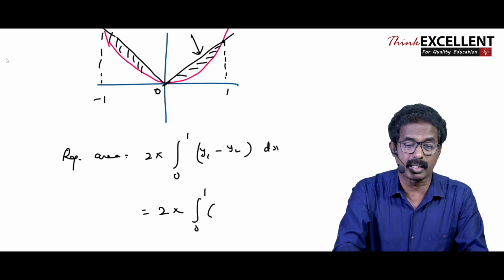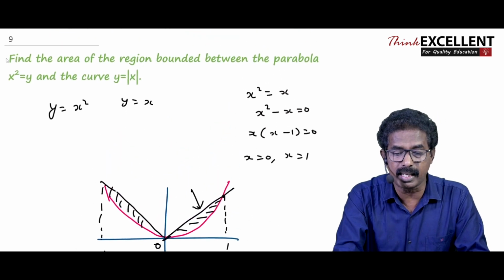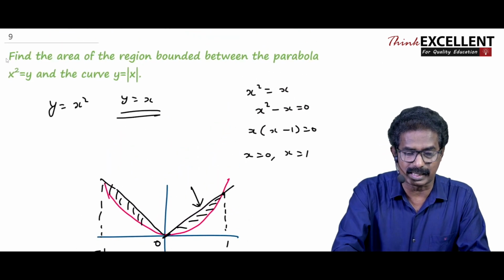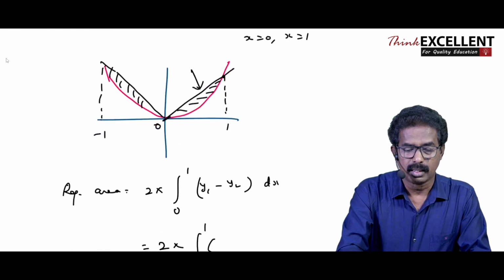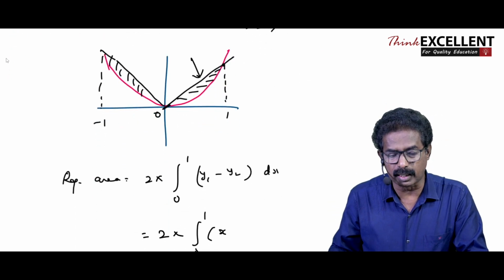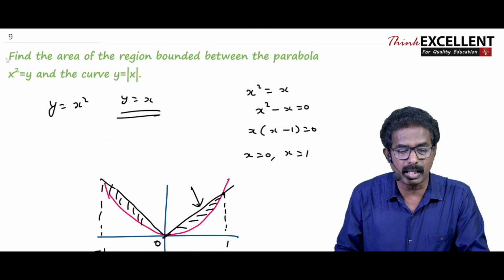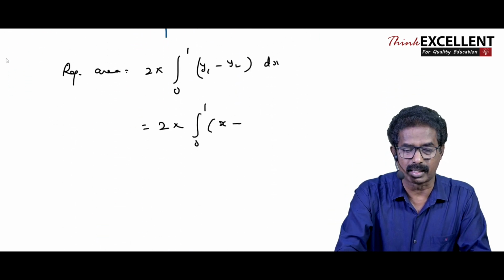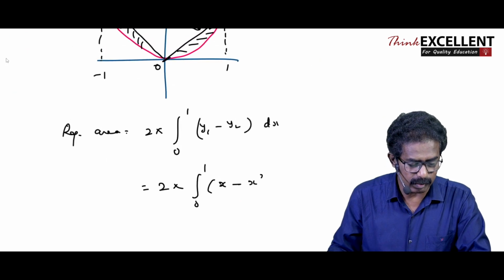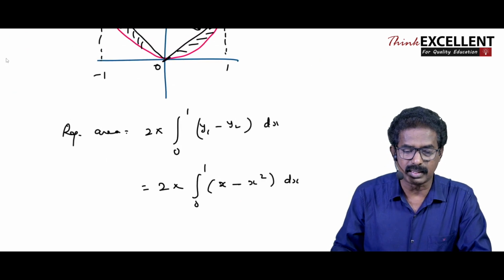y1 is y from the upper curve. Here the upper curve is the straight line. In the straight line, the y value is x. So x minus y2, which is y from the lower curve. The lower curve is the parabola. There the y value is x square. So x minus x square of dx. Very easily you can do.